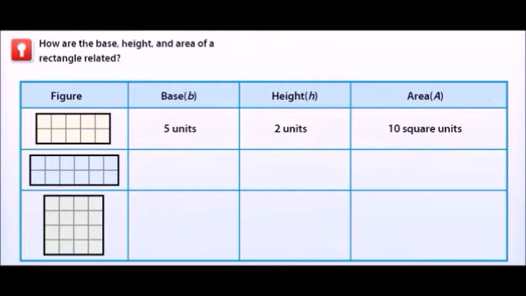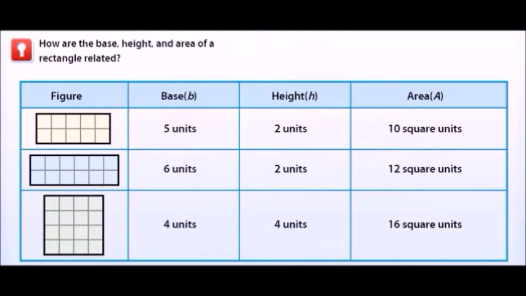What are the base and height of the second rectangle? The base is 6 units and the height is 2 units. Let's count the square units to find the area. The area is 12 square units. The base is 4 units and the height is 4 units. The area is 16 square units.